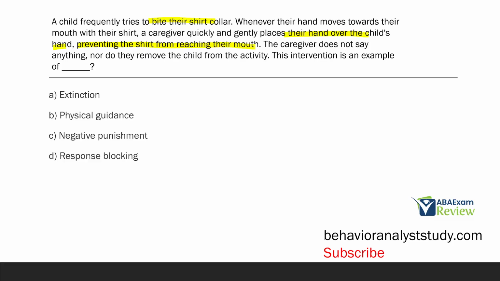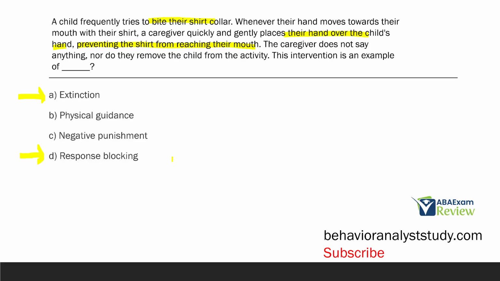Now, what might make this question tricky? What might make this question tricky is the common mistake of confusing extinction and response blocking. Response blocking is exactly what it looks like. We are stopping a response from occurring. Extinction is when we withhold reinforcement from a response. And extinction can take the form of many different things.